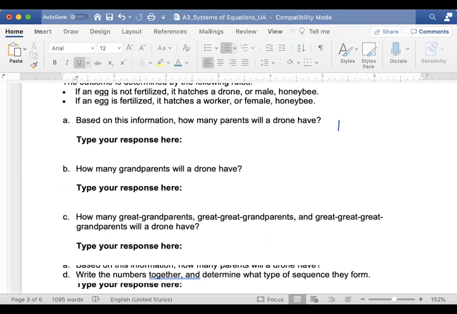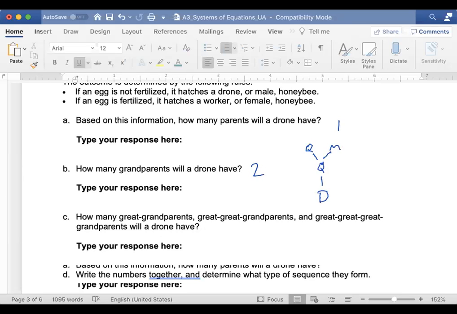Well, let me make a little bee family tree. Here's a drone, and it only has 1 parent, the queen. And the queen is a female, so the female has 2 parents, the queen and a male. So how many grandparents will a drone have? So that would be 2.